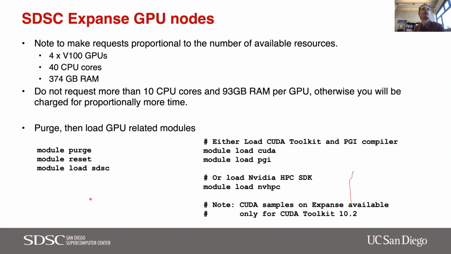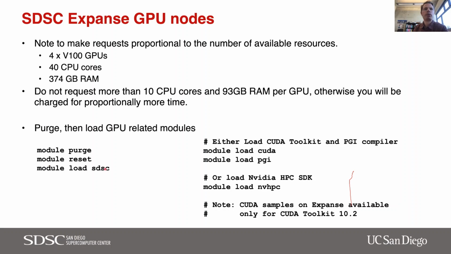Once you are on a compute node, one thing to mention is, when you make requests, you should make requests that are proportional to the number of available resources. So if you ask for a single V100, don't ask for more than 10 CPU cores, okay? And vice versa, and a corresponding share of RAM, otherwise you get charged for more.